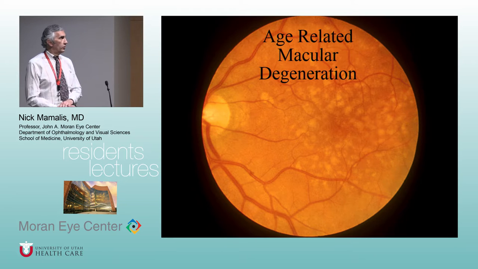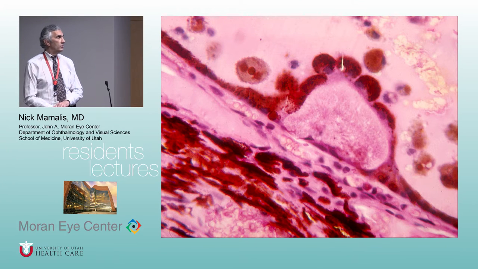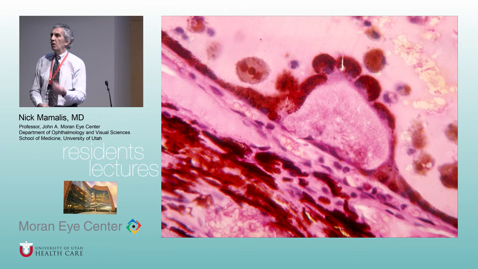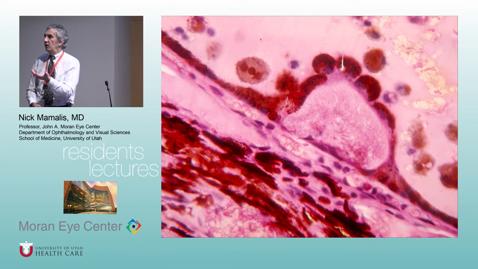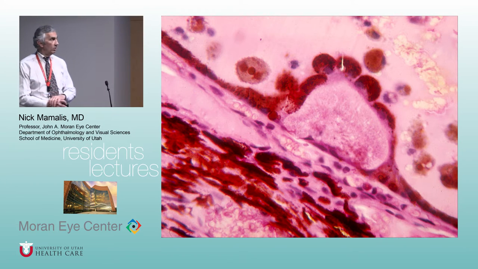This is drusen. So you see the drusen, the yellowish white deposits underlying the retinal pigment epithelium, and this is a drusen pathologically. It's this deposit. Technically, it's intra-Bruch's, because it's under the basement membrane of the RPE cell. So it's under the RPE, here's the RPE, and you see these focal areas of drusen.